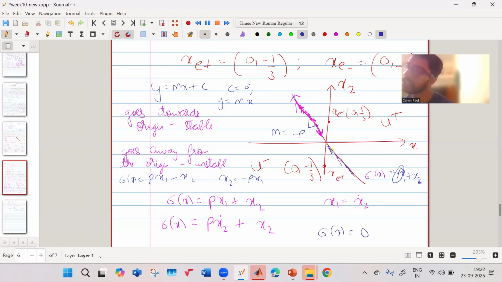So if you change your p, the slope of your line will change. And that's what you are designing, what you are deciding.